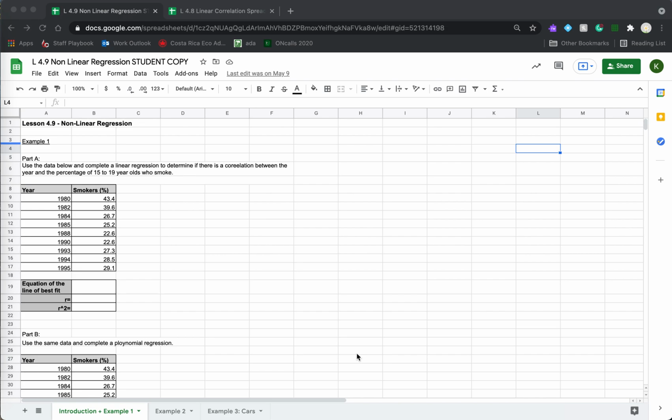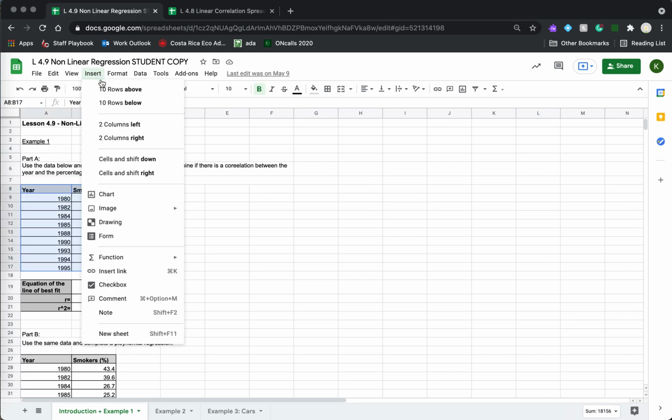So what we want to do is use this data to complete a linear regression to determine if there's a correlation between the year and the percentage of 15 to 19-year-olds who smoke. So we have our independent variable, our years, and then our smokers percentage as our dependent variable. And what we want to do is our linear regression. So first step, highlight my data.